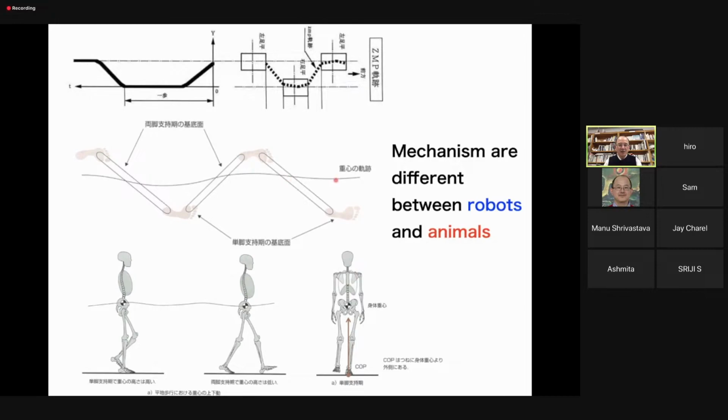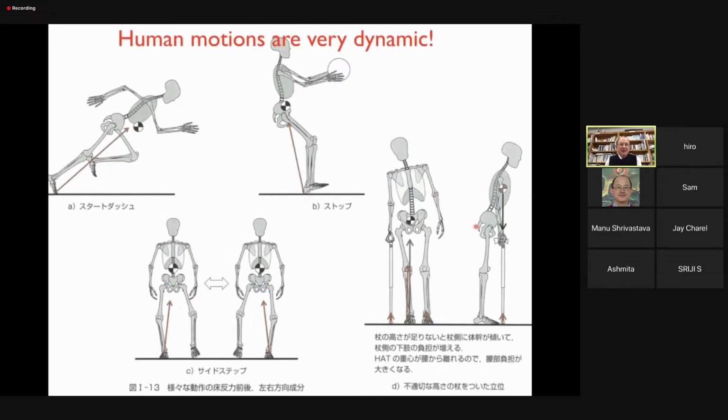This is the movement trajectory, the center of mass alongside the leg positions. This is quite smooth, not like the robot. Mechanisms are different between robots and animals. Therefore, there are so many different motions generated very dynamically. Human motions are very dynamic: start, dash, stopping, side step, and lifting up their body too.